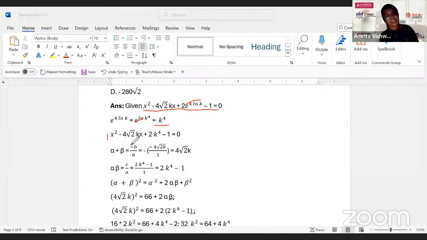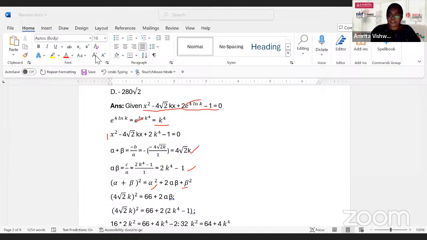So minus b by a becomes 4 root 2 k. Now alpha beta, c by a, becomes something like 2 into k raised to 4 minus 1 by a, which is 1. So you've got alpha plus beta and alpha beta. Now they have given you alpha square plus beta square as 66. So you can just rearrange this equation and solve it.